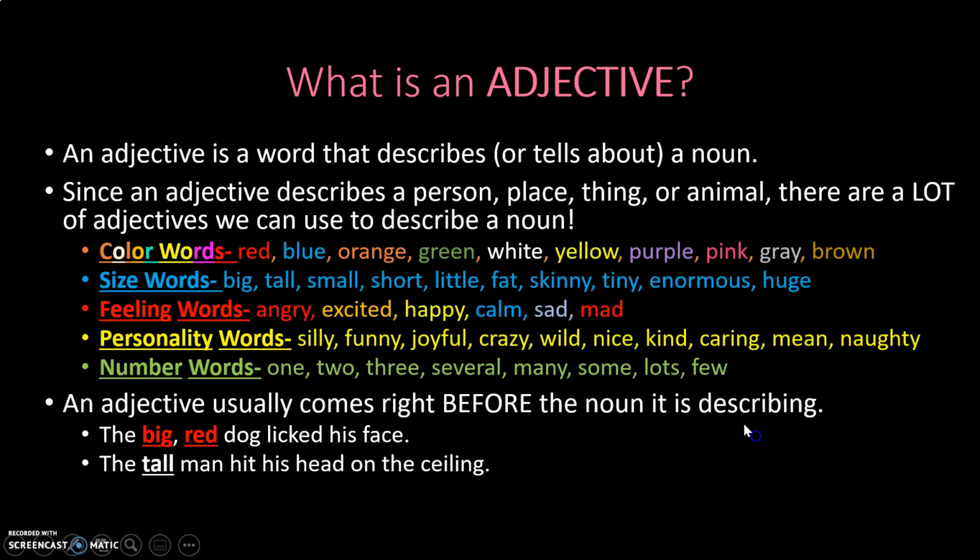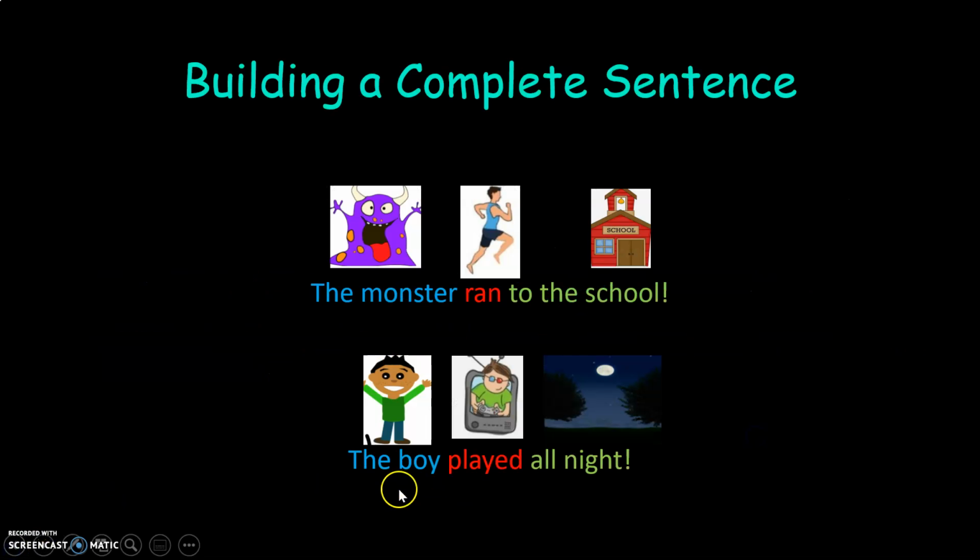Same thing for this sentence. The boy played all night. The boy would be my who or what, or my subject noun. The red word is played. That would be the verb or the action that takes place. All night tells me when the boy played.